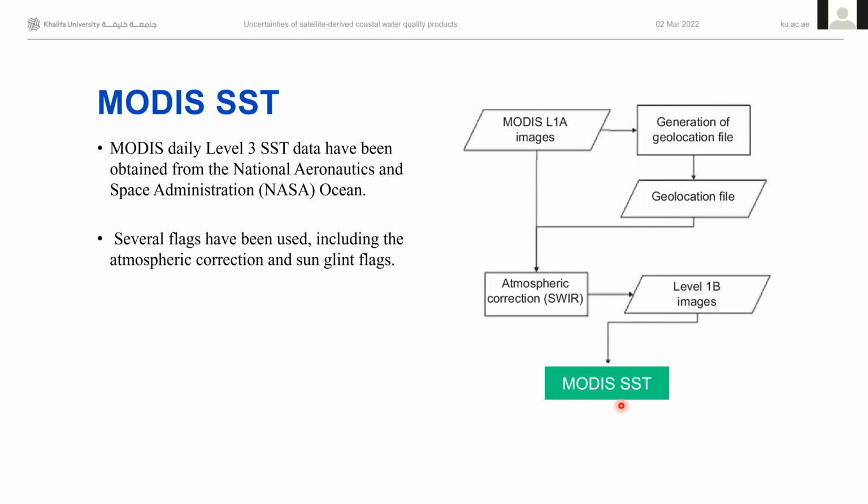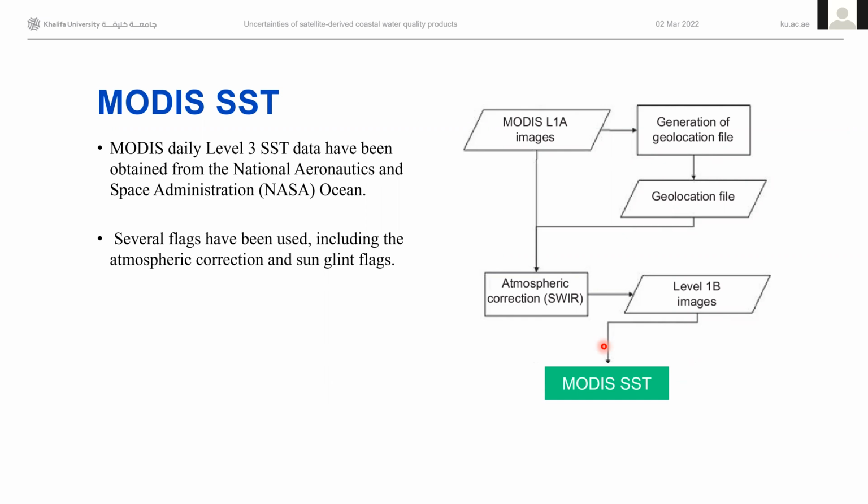So moving to the MODIS SST, we have just got the level 3 SST data obtained from the NASA Ocean Color website, and in this website they derive the level 2 data from level 1A, considering the geolocation, level 1B, and then applying the atmospheric correction and applying also the flags, for example, the sun glint flag and the other flags, and then to get you the MODIS SST with a resolution of 4 kilometers.